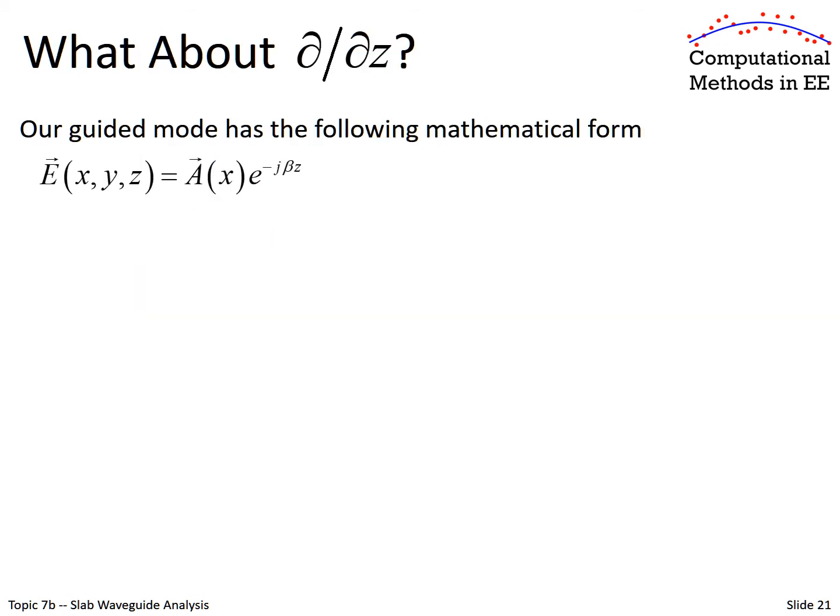Now let's think about the Z derivative, because the device was uniform in the Z direction, but the wave was accumulating phase. So what we do with the Z derivative wasn't exactly clear. So let's go back to the equation for our guided mode. The overall electric field we will write as an amplitude term, which is only a function of x, and then this phase accumulating term that is only a function of z, because we're letting our mode propagate in only the z direction.